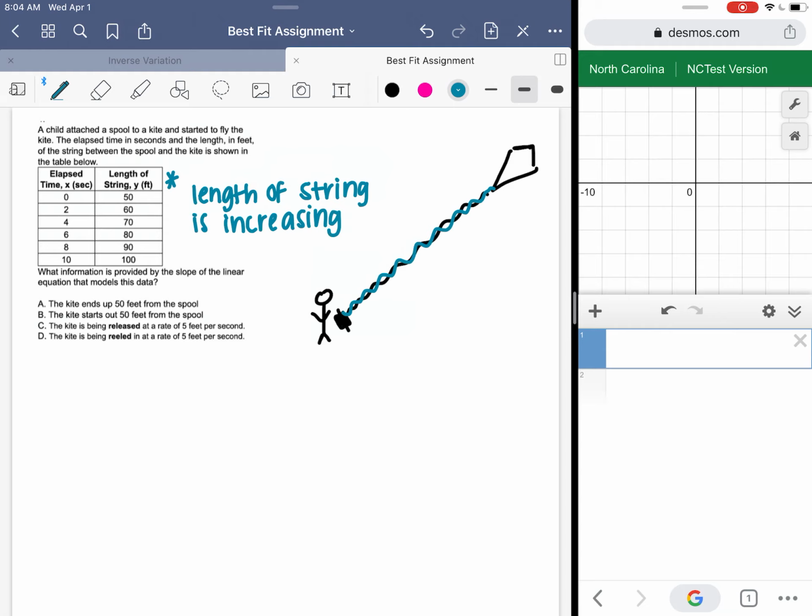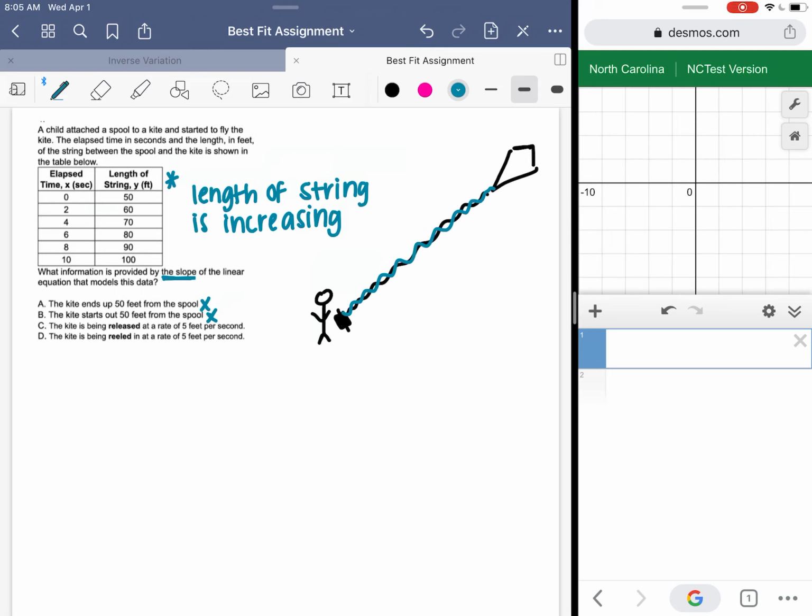All right. What information is provided by the slope of the linear equation that models this data? So it's just asking us, what would the slope represent? A, the kite ends up 50 feet from the spool. B, the kite starts 50 feet from the spool. So both of these would be potentially talking about the initial value or the y-intercept. So it wouldn't be either one of those.